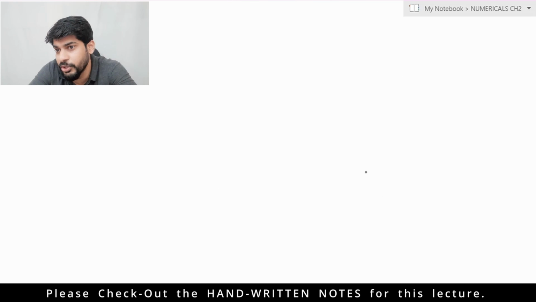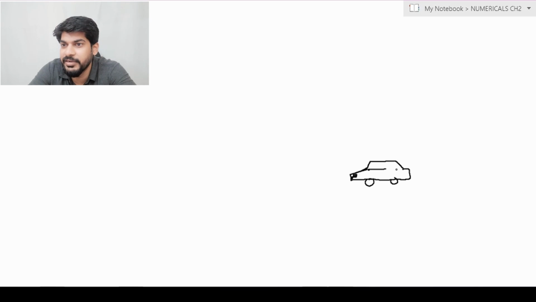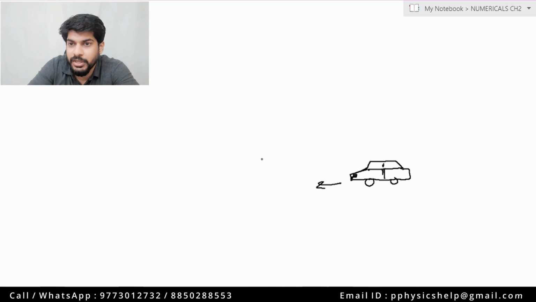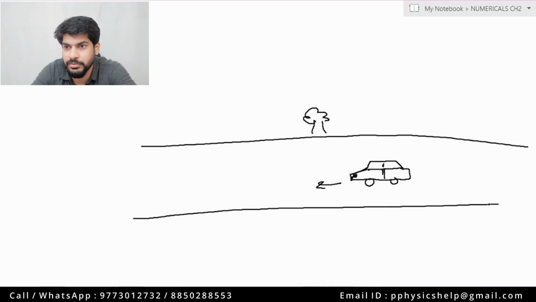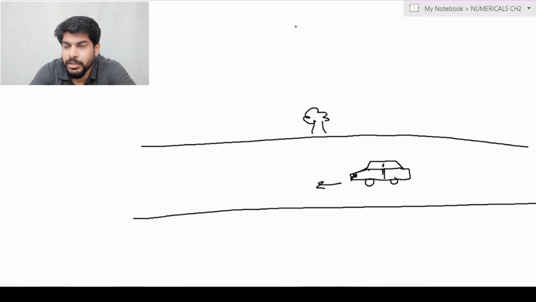The same thing happens when you are in a car. Suppose this is a car, something like this. Please mind my drawing over here. So let's say this is a car, and it is moving in this direction. Let's say there is some building over here, or again let's say a tree. Here is a road actually. And now on the other side, in the background, there is a sun, let's say.